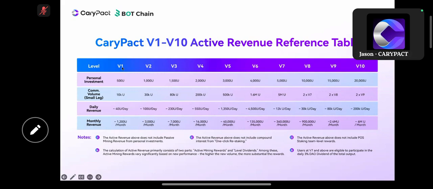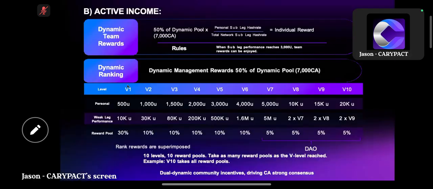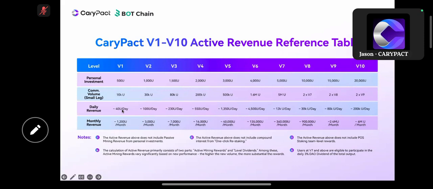If you can see here, for V1, your daily income estimation is around $40 per day. If you multiply that by 30 days, it's about 1,200 that you'll be earning passively from the active income. I'm not including other revenues, just the ranking bonus. When you go up to V1 ranking, you'll be earning $40 per day. Remember, once you already have your team members' sales coming in, there's no slowing down of your daily income, because the daily income will never stop. It will be going up day to day.